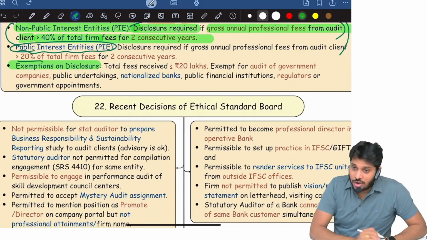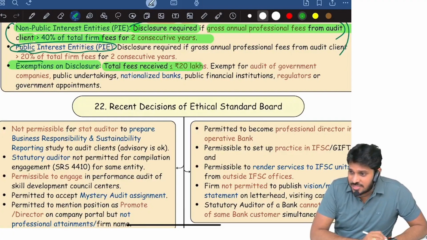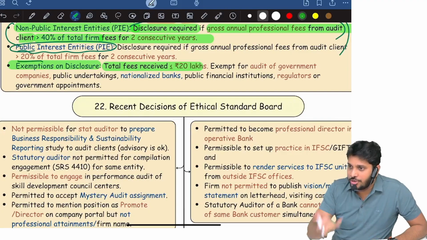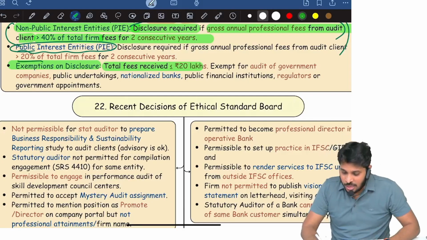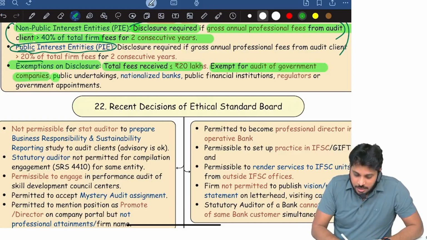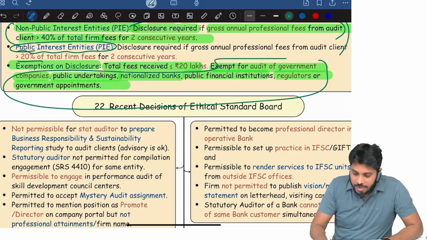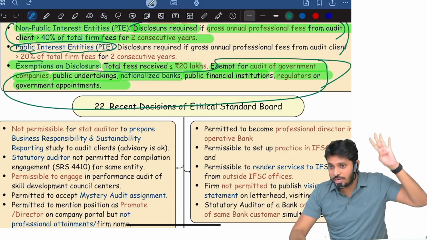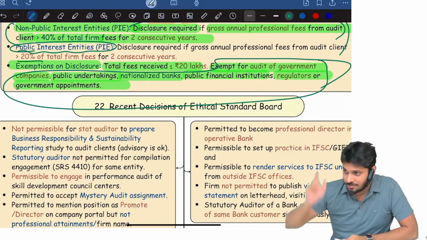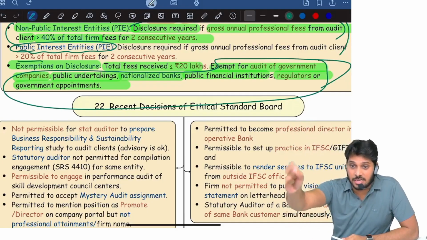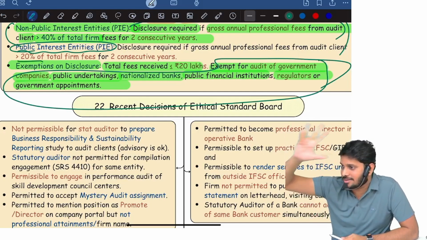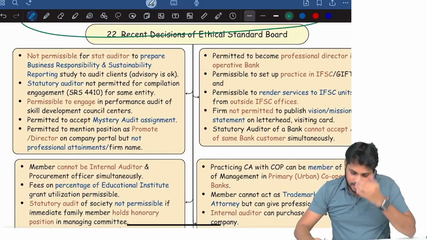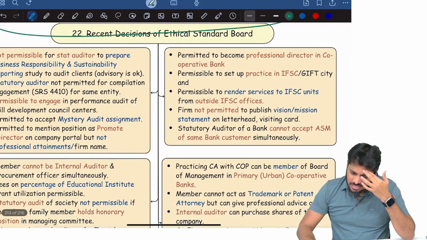And some exemption on disclosure. If the total fees received itself is less than or equal to 20 lakhs, then no need to disclose, even though it is more than 40% or more than 20%, doesn't matter. And exempt are audits of government companies, public undertakings, nationalized banks, PFIs, regulators or government appointments. All government appointments are not considered for calculating 40% and 20%, which means only the private sector is considered. What is considered? Private sector public interest entities, private sector non-public interest entities. Only these are considered. Yes or no? Then recent Ethical Standards Board decisions. In this, some important items were there.